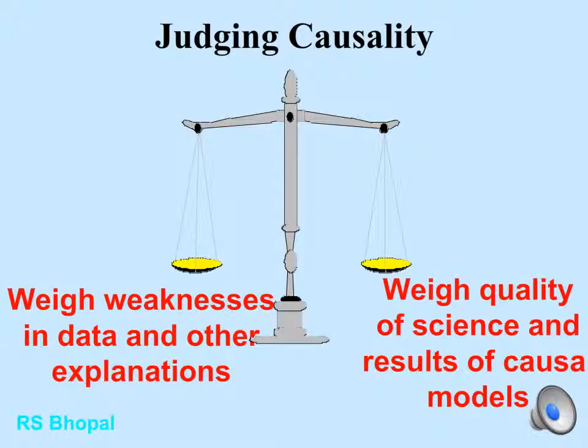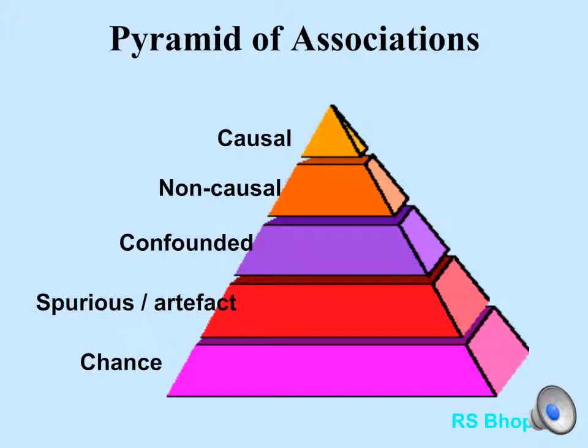Ultimately, though, we do need to weigh the weaknesses in the data and other explanations against the science and the results of causal models, so that causal relationships are just the top of the pyramid of relationships: associations that occur by chance alone, hence the importance of statistics, and spurious or artifactual or confounded relationships as well.